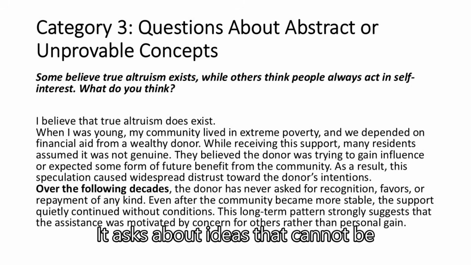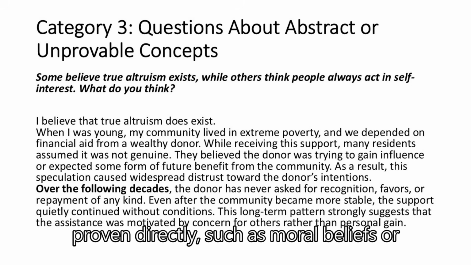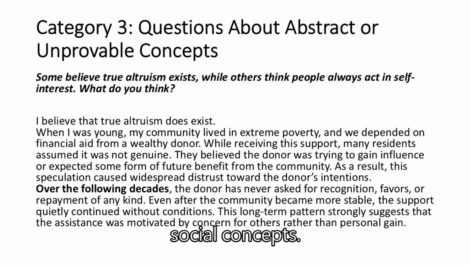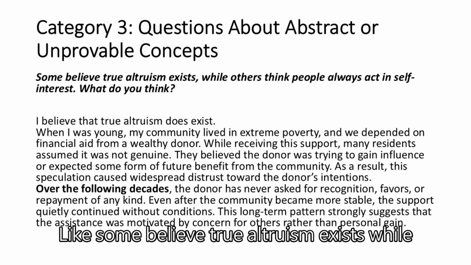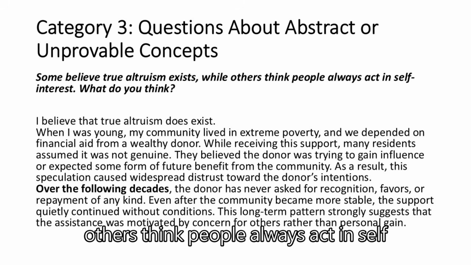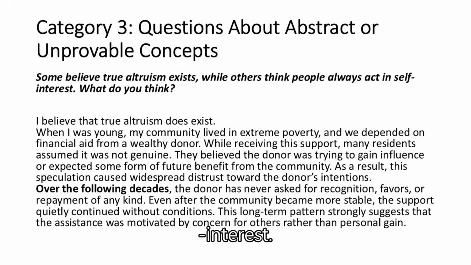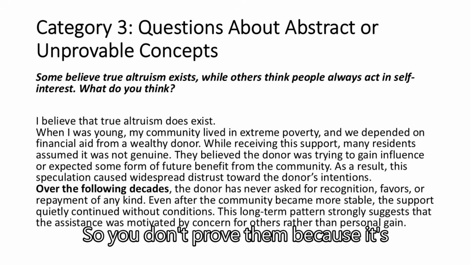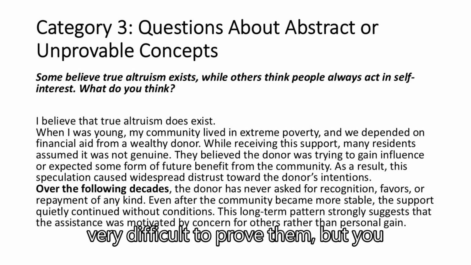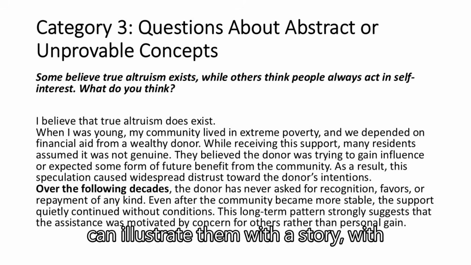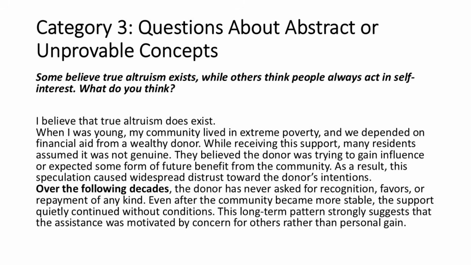It asks about ideas that cannot be proven directly, such as moral beliefs or social concepts. Like, some believe true altruism exists, while others think people always act in self-interest. What do you think? So you don't prove them because it's very difficult to prove them, but you can illustrate them with a story, with an example. So here's an example. Shall we read together?